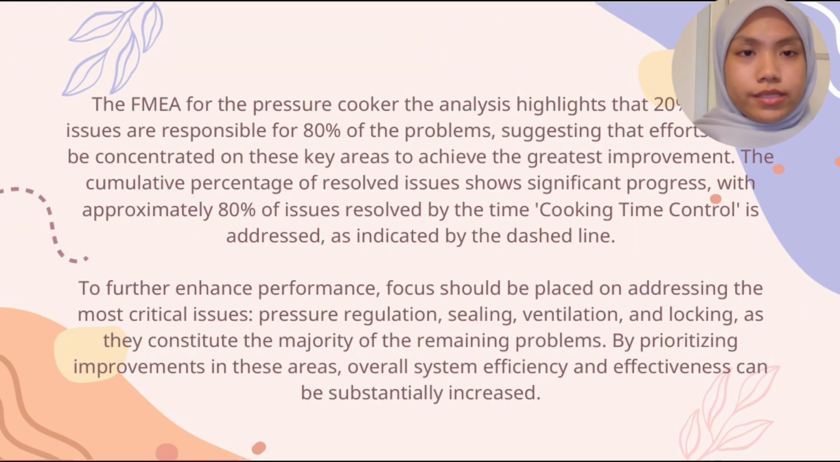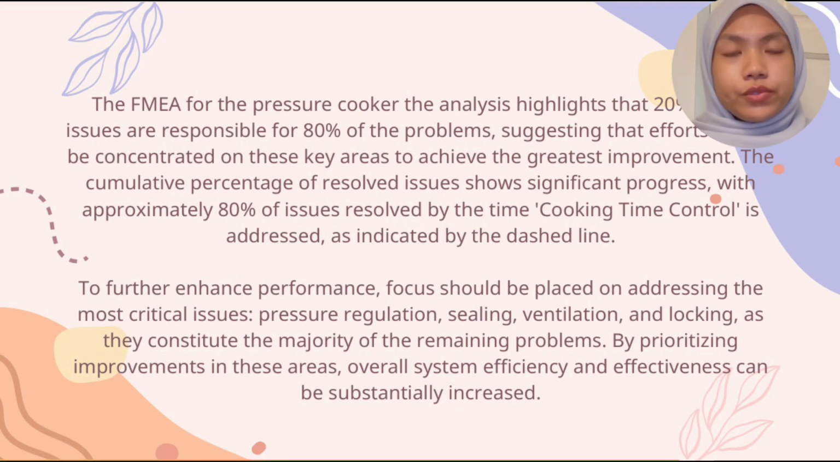To conclude this video presentation, the FMEA for the pressure cooker has highlighted that 20% of the issues are responsible for 80% of the problems, suggesting that efforts should be concentrated on these key areas to achieve the greatest improvement. The cumulative percentage of resolved issues shows significant progress, with approximately 80% of the issues resolved by the time cooking time control is addressed, as indicated by the dash line.